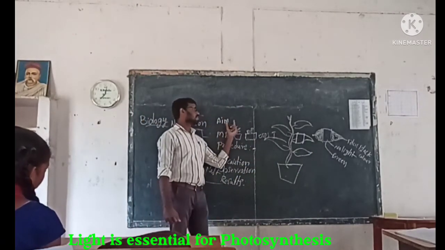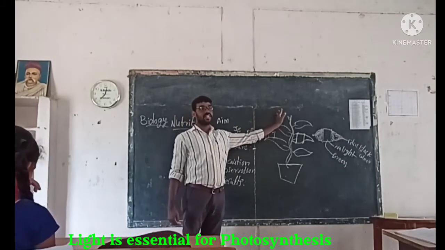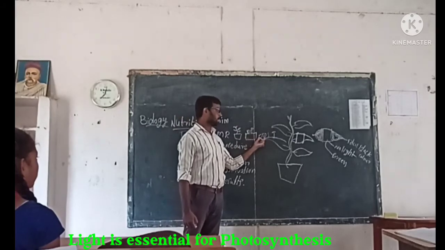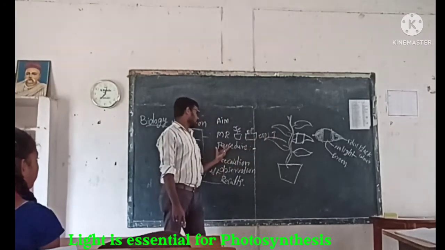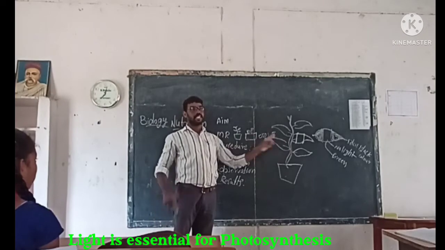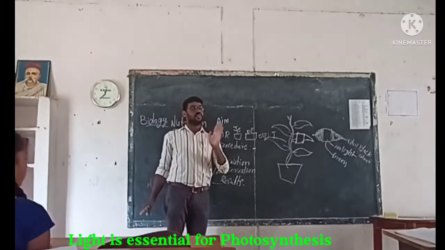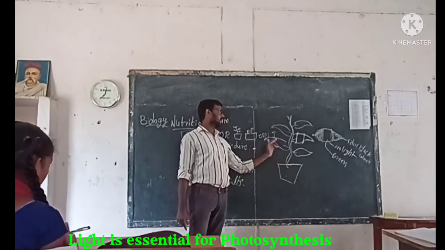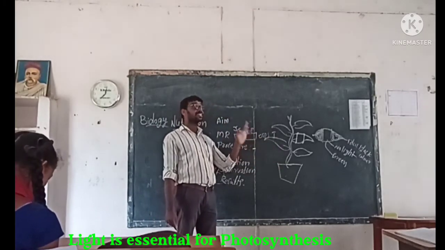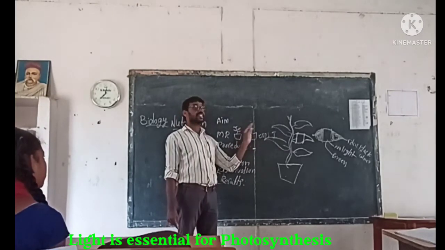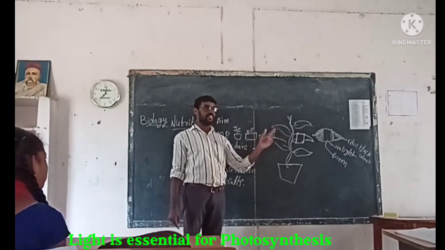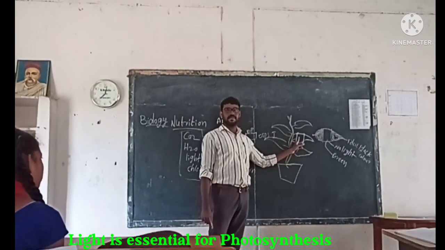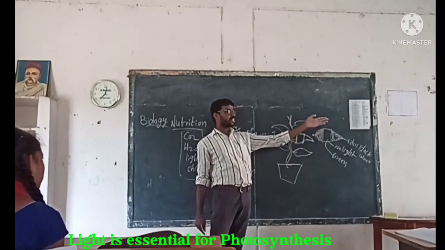Aim: to prove sunlight is essential for photosynthesis. Materials required: potted plant, black paper, clips, iodine solution. Procedure: first, take one potted plant and keep it in the dark room for how many days? 4 to 7 days. Next, take the plant out of the dark room and take one black chart paper. It does not allow light towards the leaf when we arrange it on the leaf. So using clips, we arrange the black paper on a leaf. And after that we keep this plant in sunlight.